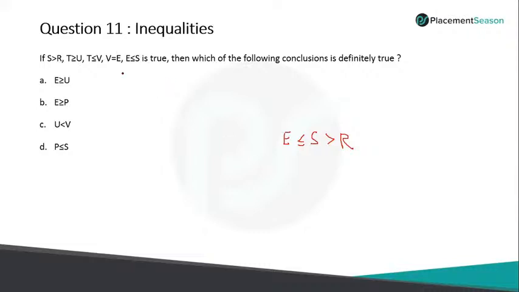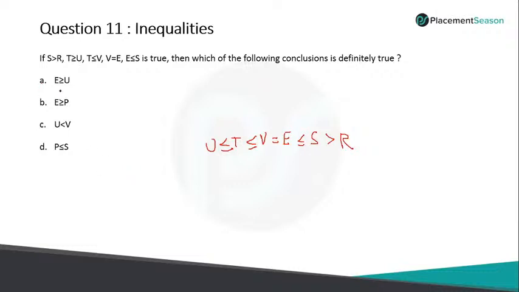Right? Next, anything with E? Yes, E is equal to V. Okay. Next, anything between V? Yes, V is greater than or equal to T. Right? And T is greater than or equal to U. So everything is plotted now in a single inequality. Single equation is done now.